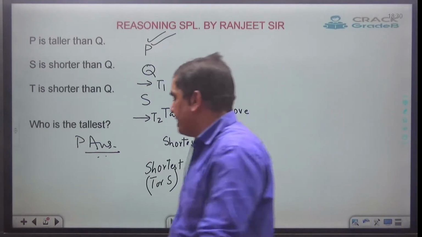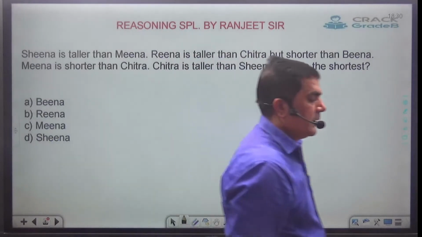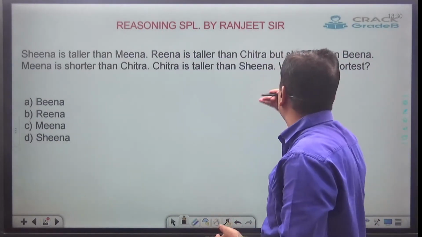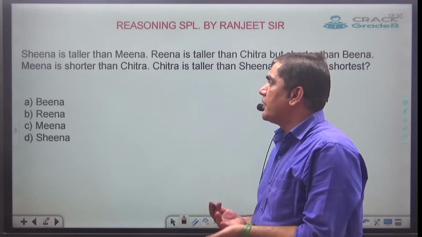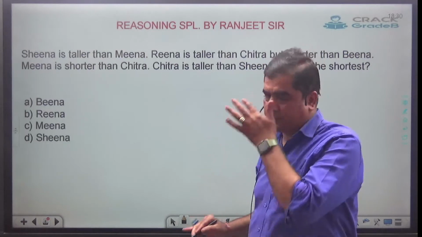Okay, let's start with one problem. Now here they are saying Sheena is taller than Meena. Reena is taller than Chitra but shorter than Beena. Meena is shorter than Chitra. Chitra is taller than Sheena. Question is, who is the shortest?